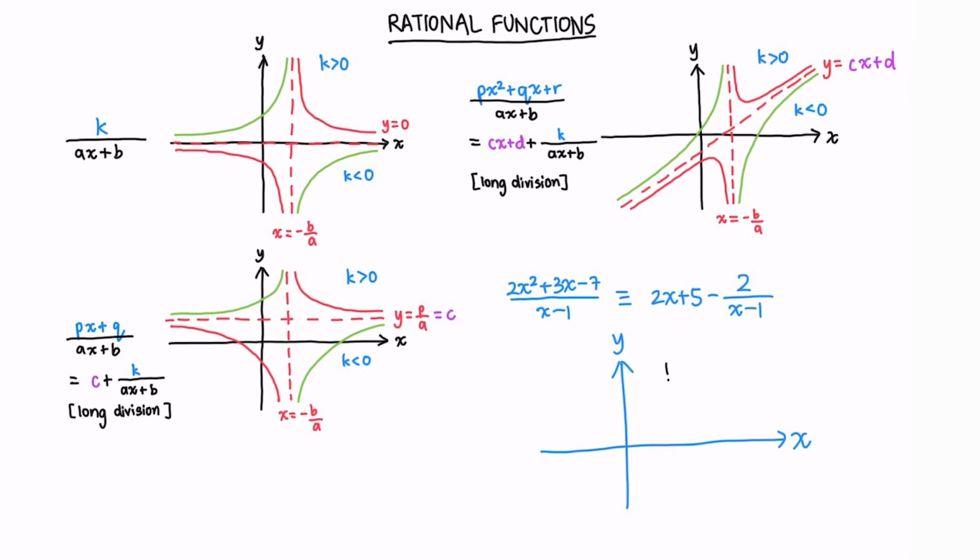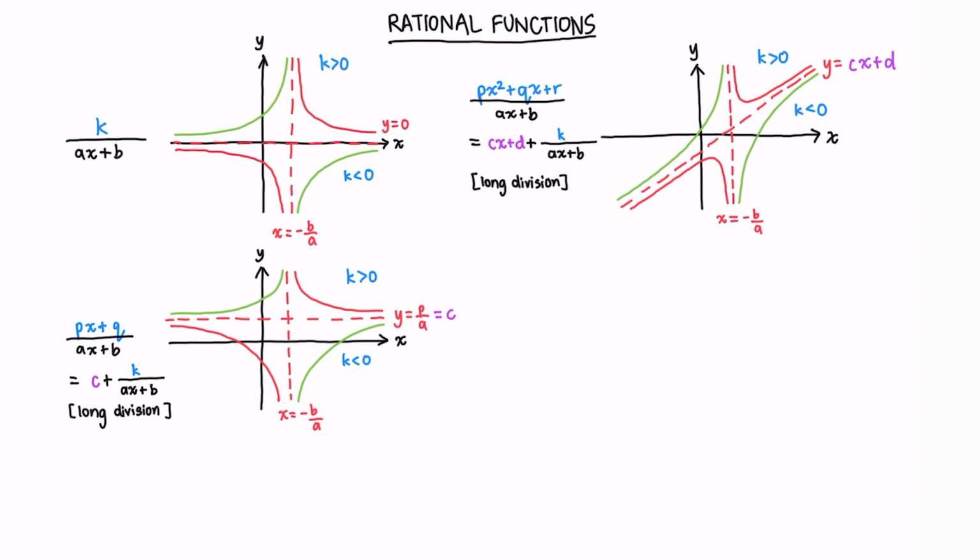The first thing we want to draw is the vertical asymptote at x equals 1. Next, our oblique asymptote is y equals 2x plus 5. So let's draw in this oblique asymptote, y equals 2x plus 5. Since we have k less than 0, we have to follow this green graph up here where we draw in quadrant 2 and quadrant 4. So let's draw this graph. It tends to this asymptote here. And let's draw the part in quadrant 4. That will be our graph of 2x squared plus 3x minus 7 over x minus 1.